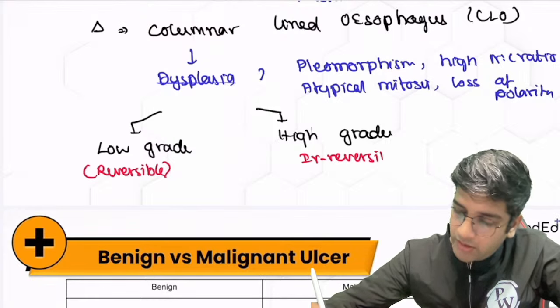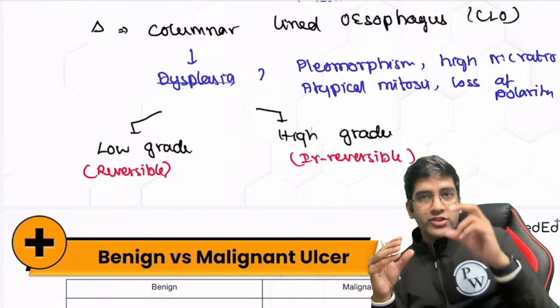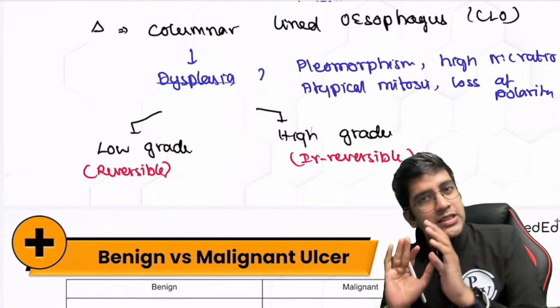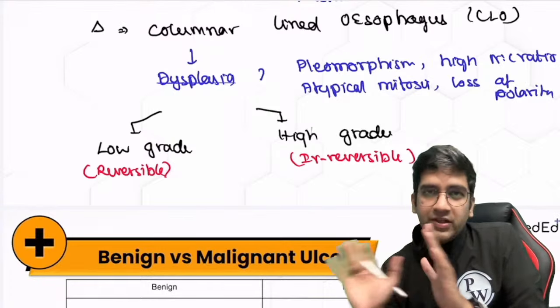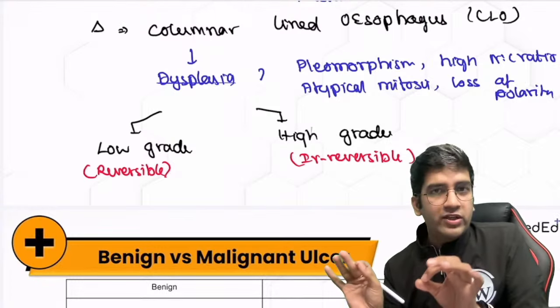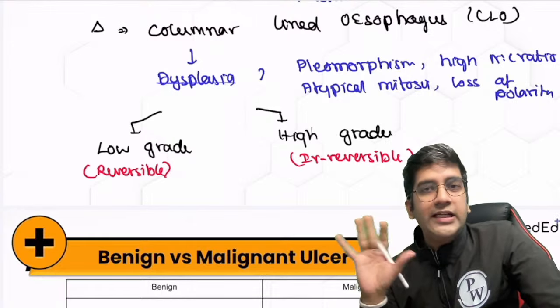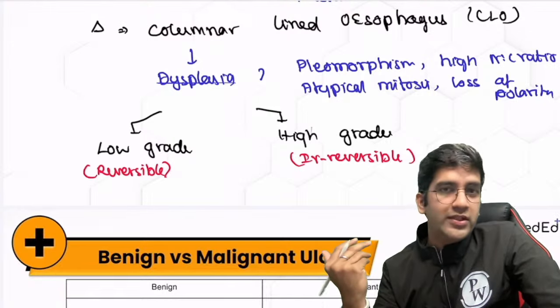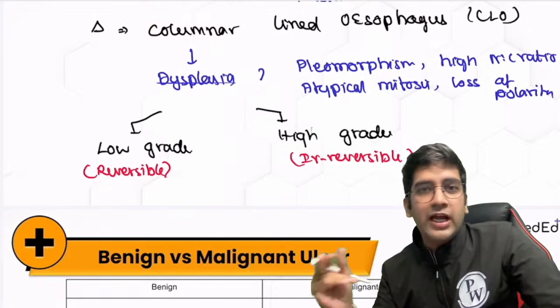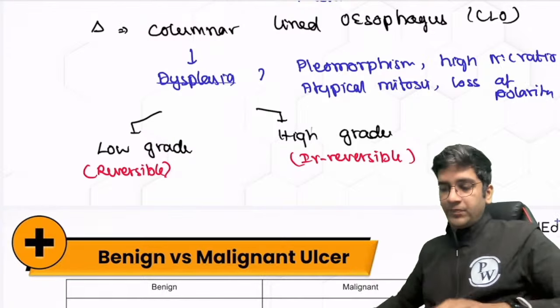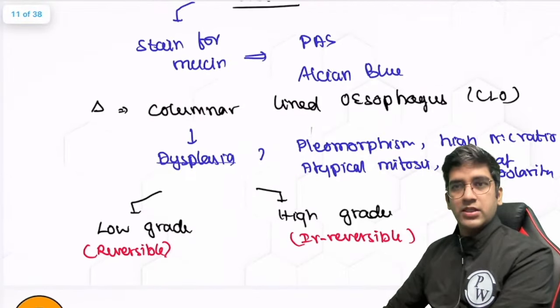irreversible. The reason why I need to know this is if it's a low-grade dysplasia with Barrett's esophagus, still a proton pump inhibitor is my treatment. I don't do anything else. I'll just give a proton pump inhibitor. If it's high grade dysplasia, I might need to think in terms of a surgical removal of the esophagus, because it's an irreversible condition. Fine. Okay. So that's about Barrett's esophagus.